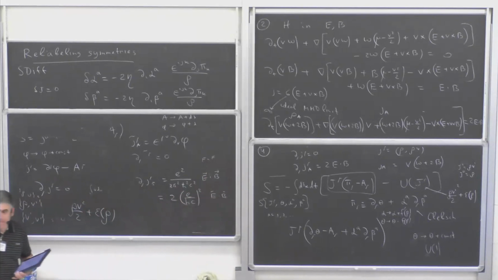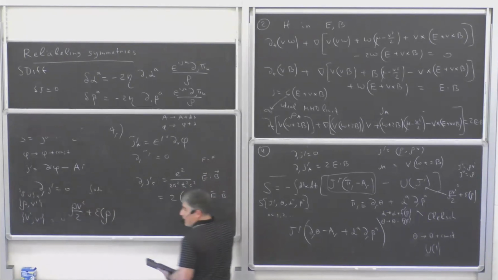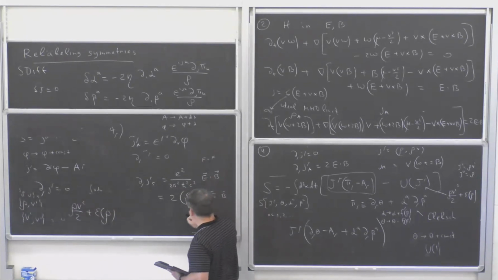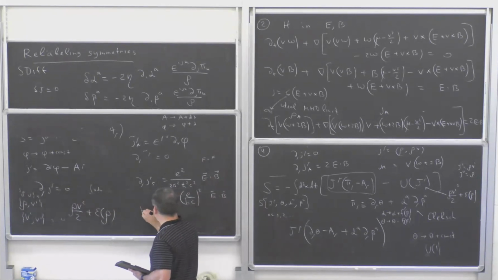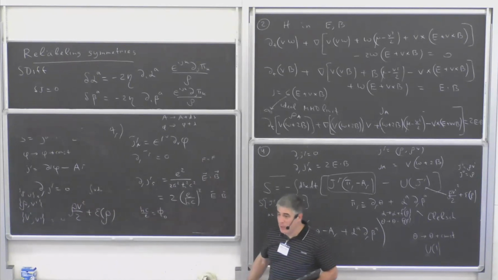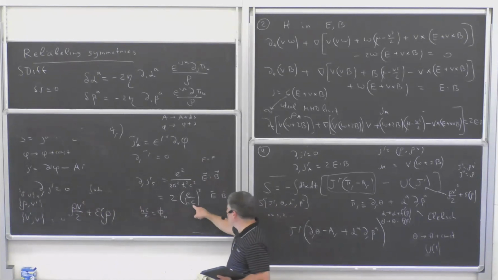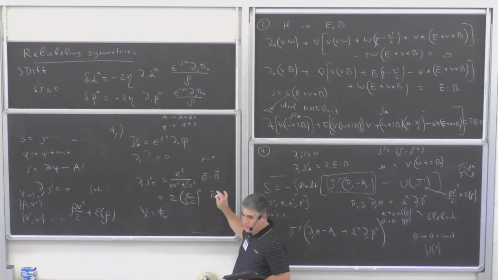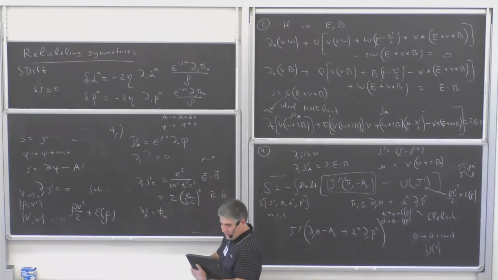Notice that this is not h bar, but h. And hc over e is known as the magnetic flux quantum. So if you express E and B in terms of the magnetic flux quantum, you get 2EB.